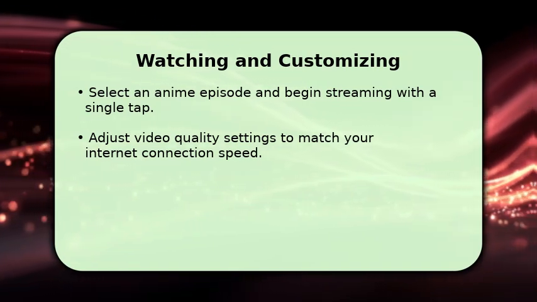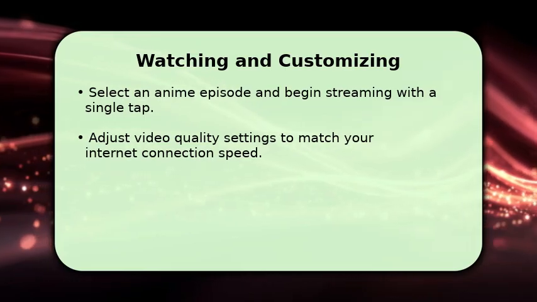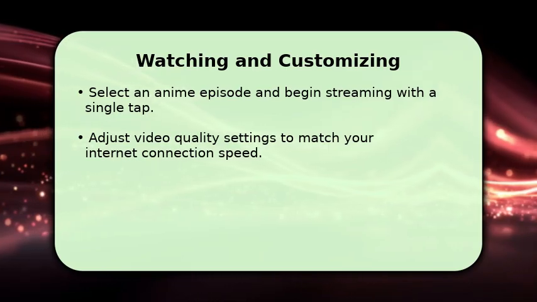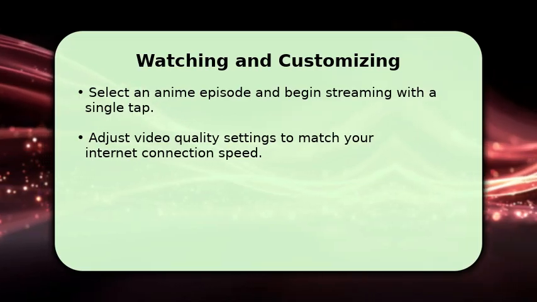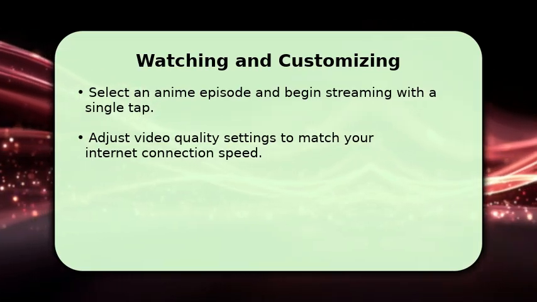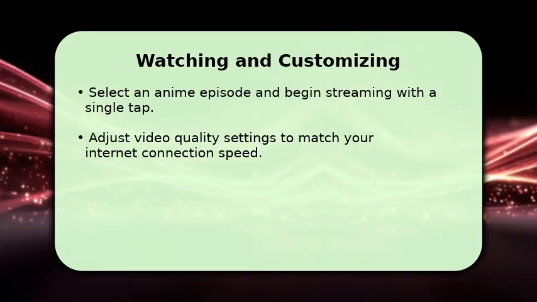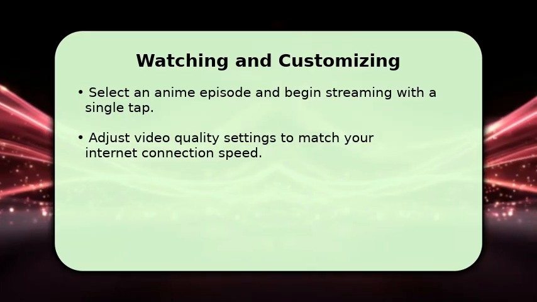Ichigo Anime Vanguard offers various playback options, allowing you to pause, fast-forward, or rewind with ease. You can also adjust the video quality settings. If your internet connection is slower, choosing a lower resolution can prevent buffering. For optimal viewing, select the highest quality available. Many shows also offer subtitle options in multiple languages, enhancing your viewing experience.